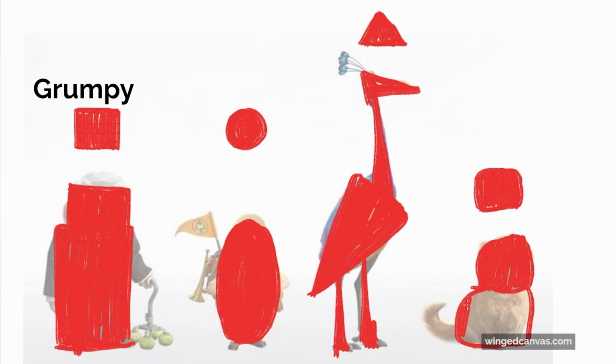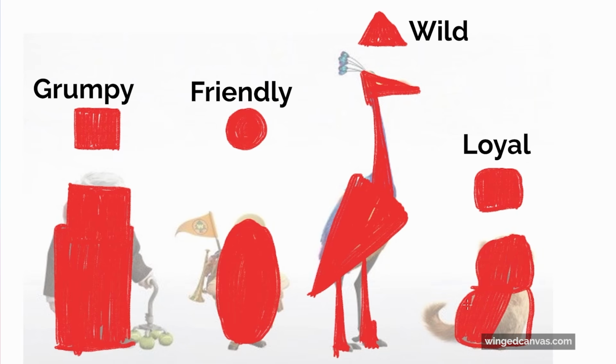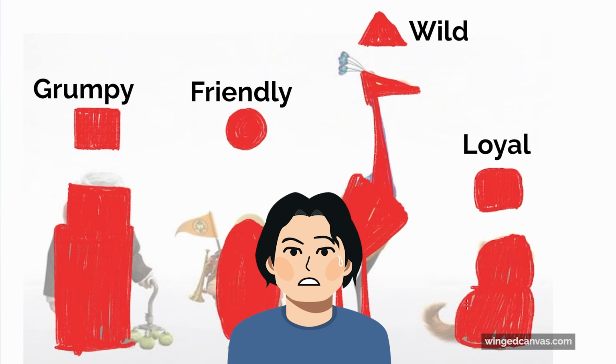Carl's kind of grumpy and rigid. Russell is friendly and approachable. And Kevin, he's wild. I mean, he's a wild bird. And Doug, because he's a rounded square, he's loyal, which is kind of like stubborn, but he's also friendly. But like I said before, I don't want to keep using Up as an example.